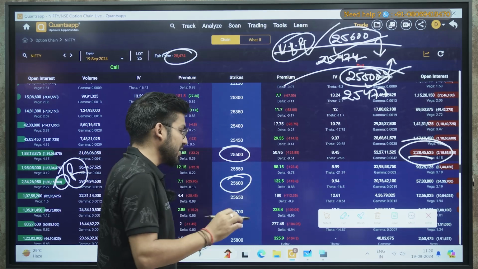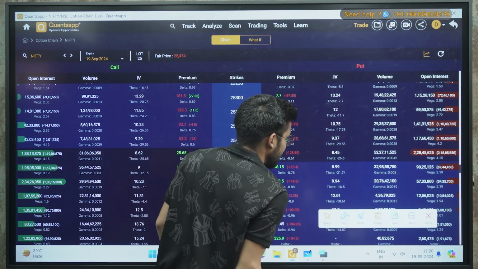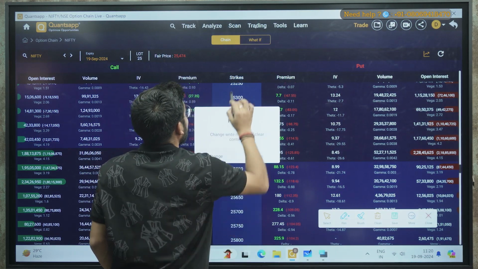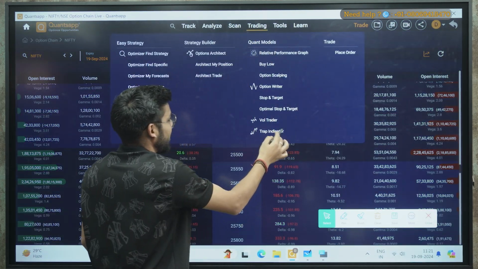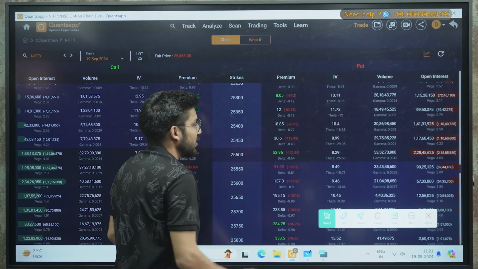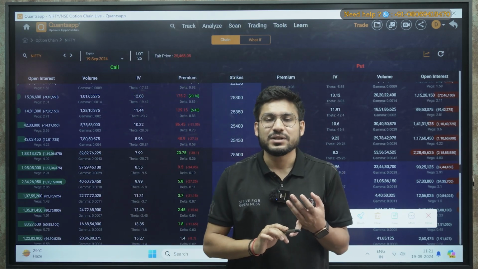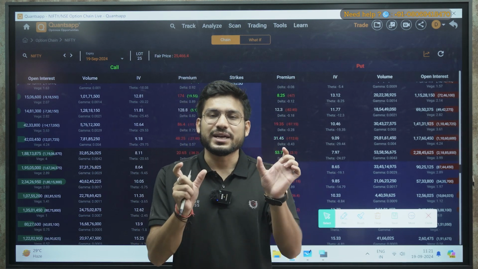For that, what we have to do, let me clear it. In the trading section we have a tool called the trap indicator. Now, what does the trap indicator tell you? It tells you at which level the call writers or the put writers are getting trapped.